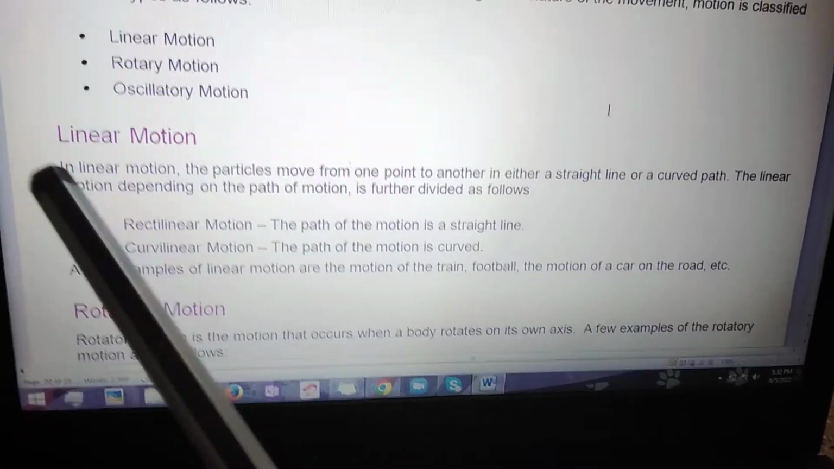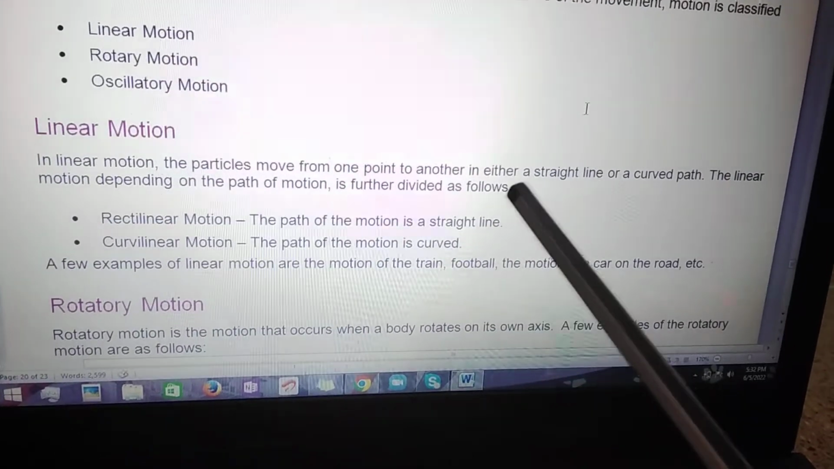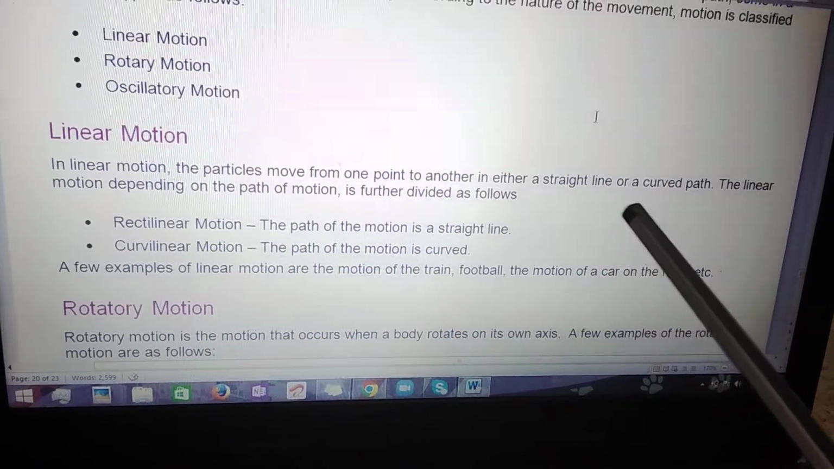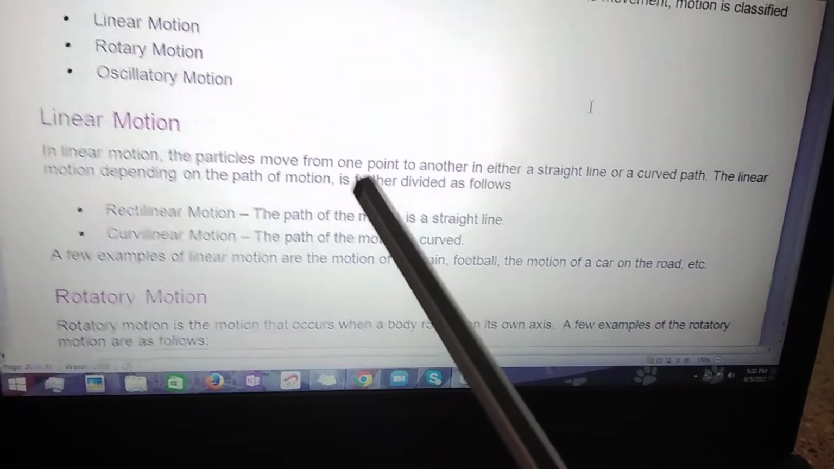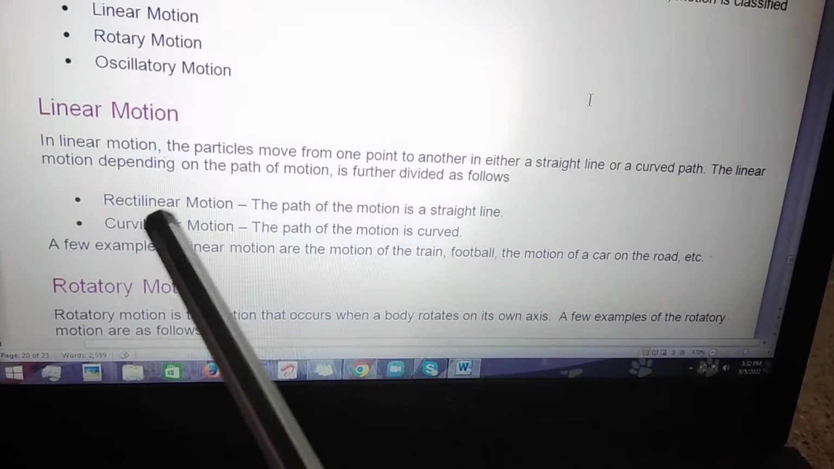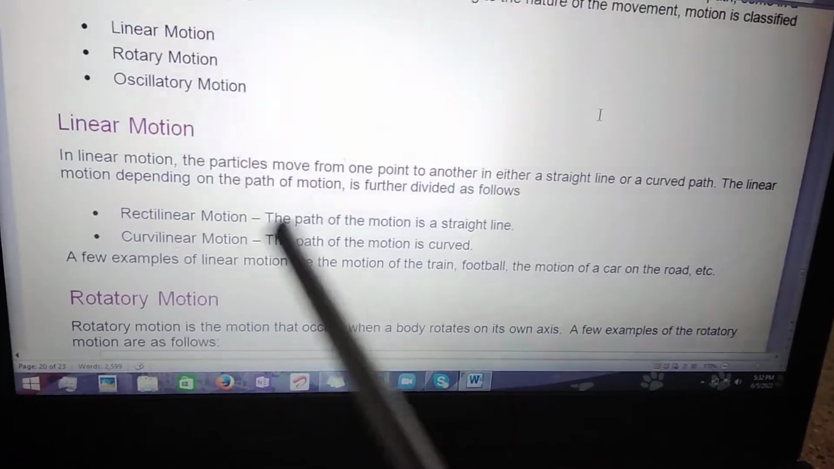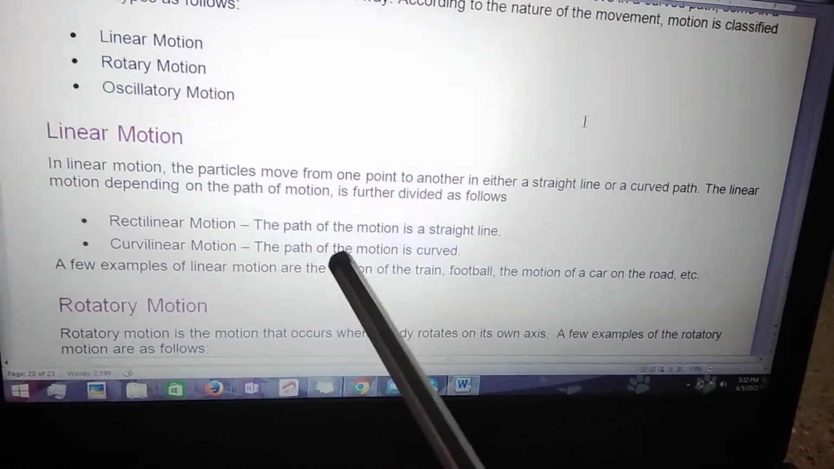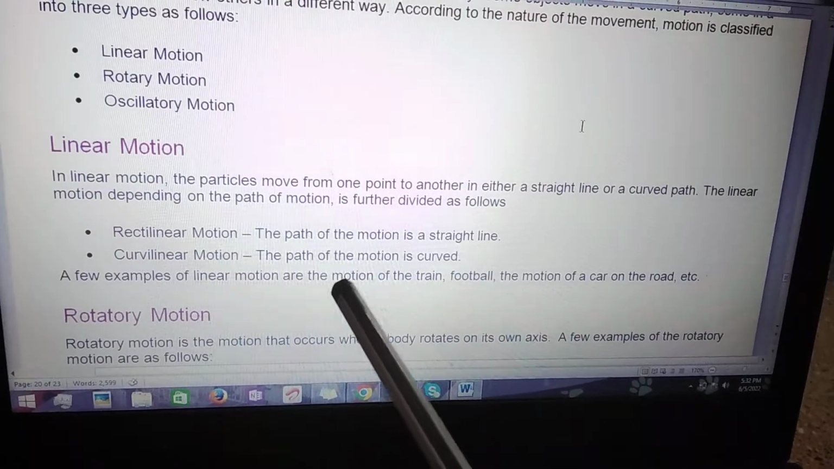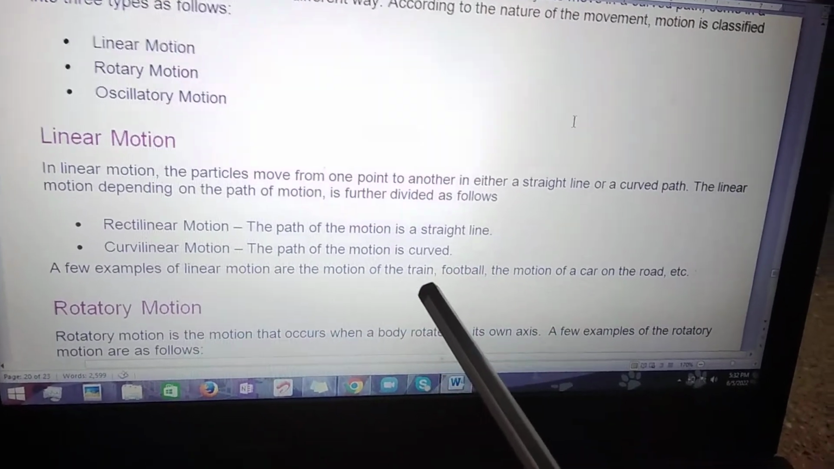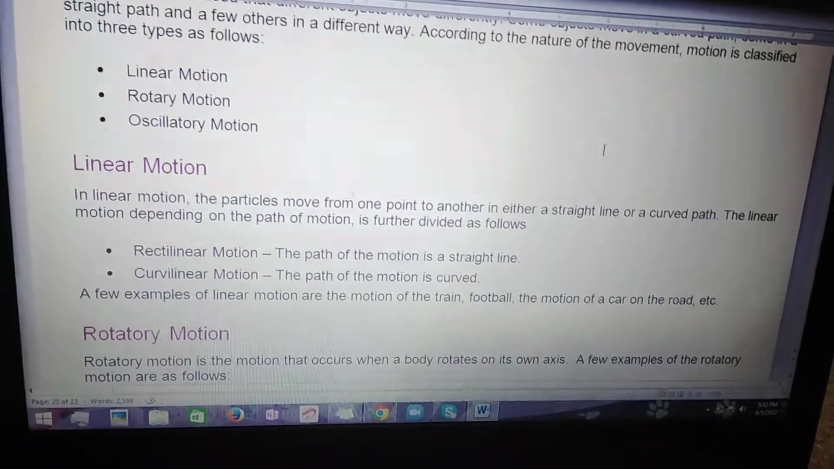Linear motion. In a linear motion, the particles move from one point to another in either a straight line or a curved path. The linear motion, depending on the path of motion, is further divided. Rectilinear motion: the path of the motion is a straight line. Curvilinear motion: the path of the motion is curved. Few examples of linear motion are the motion of a train, a football, and the motion of a car on the road, etc.